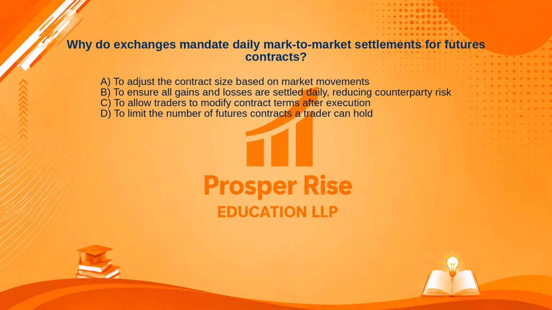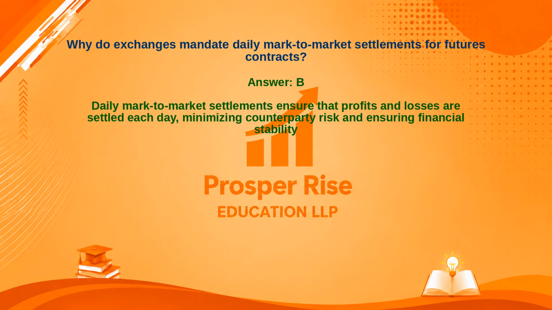Take a moment to pause the video and decide. The correct answer is option B. Let's see why. Daily mark-to-market settlements ensure that profits and losses are settled each day, minimizing counterparty risk and ensuring financial stability.